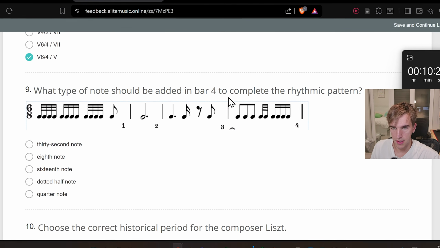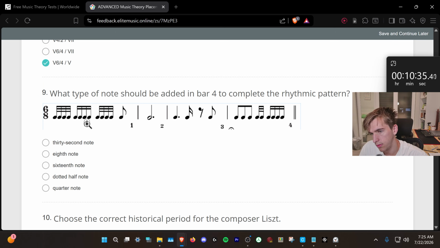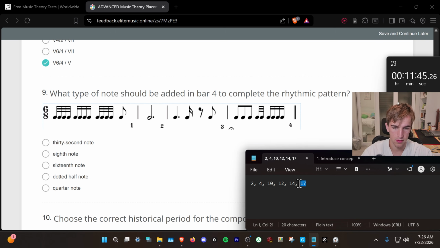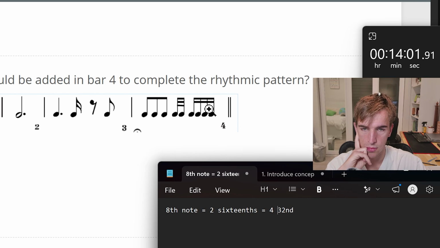What type of note should be added in bar 4 to complete the rhythmic pattern? 1, 2, 3, 4, 5, 6. You know what? I need the notepad for this. So 1/8 note equals 2, which equals 4. So 1, 2, 3, 4. Oh, okay. So we need a 1/16 note.